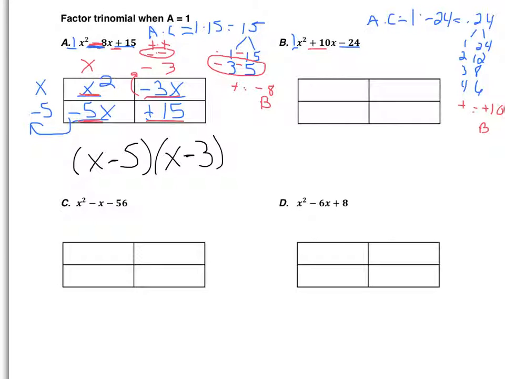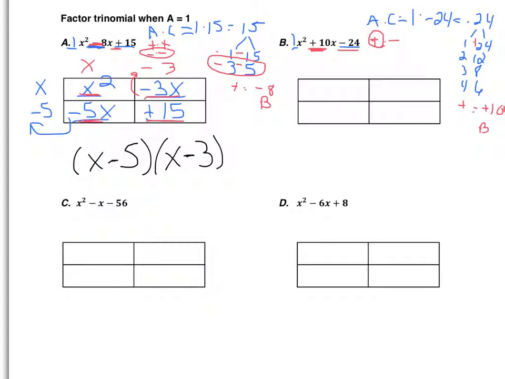So let's go back and look at the signs of the numbers. So we have negative 24, we have to multiply to get that, so a positive times a negative would give us a negative 24. And then we're going to look here in the middle at the b value. That tells us which number has to be bigger. Well, it's a plus, so our positive number has to be bigger. So let's go and fill that in.